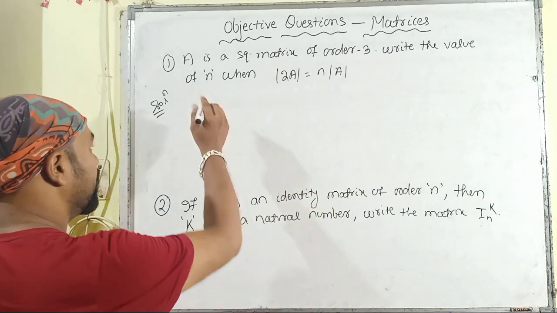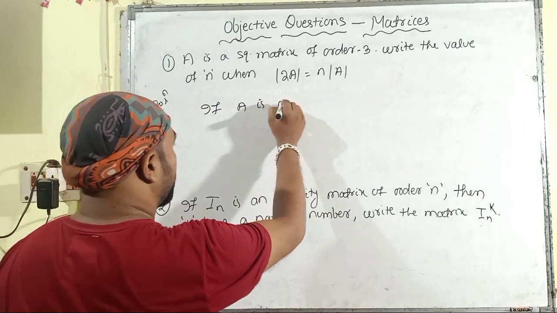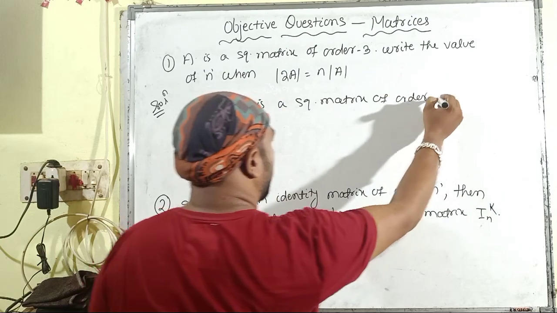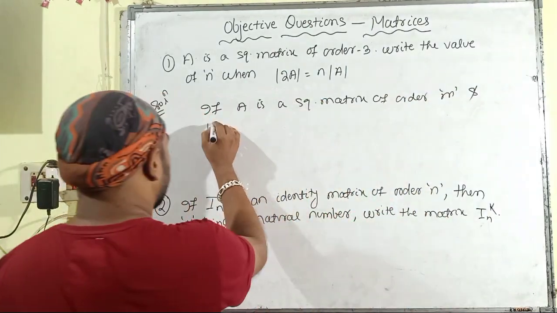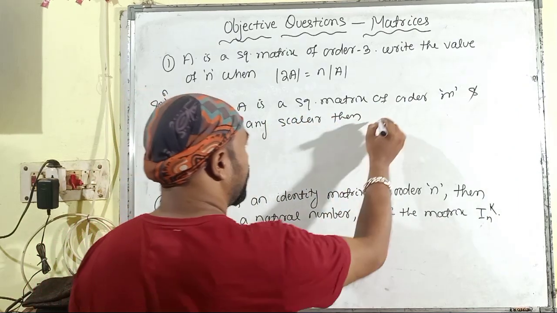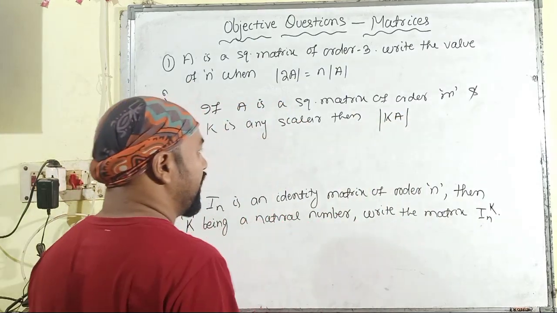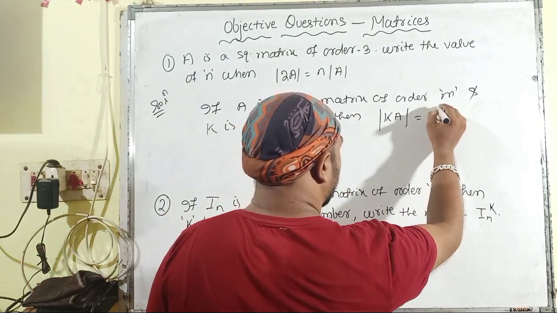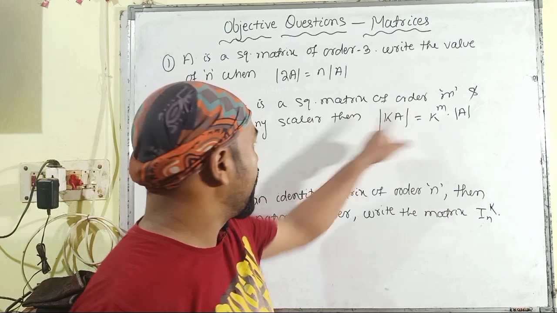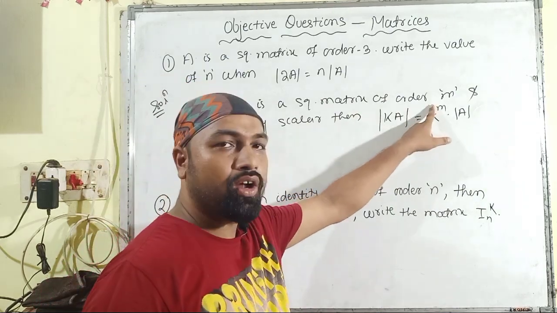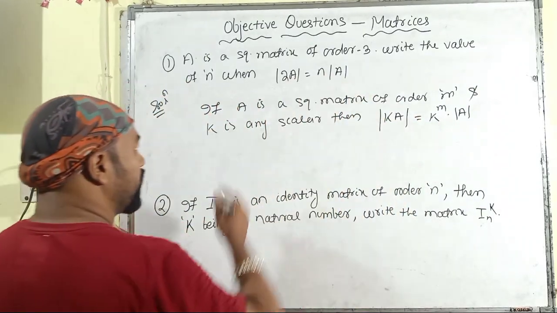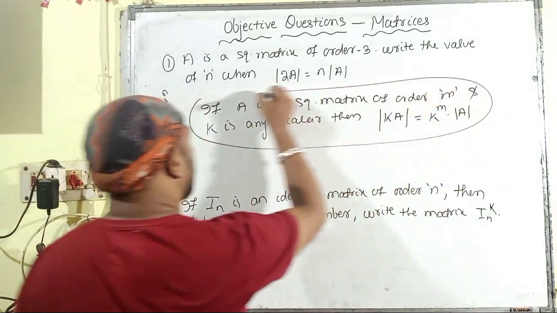If A is a square matrix of order m and k is any scalar, then the determinant of k times A is equal to k to the power m multiplied with the determinant of A. That means, where k is a scalar quantity, it is the scalar to the power of the order, multiplied with the determinant of A. So this is the fundamental behind the problem.